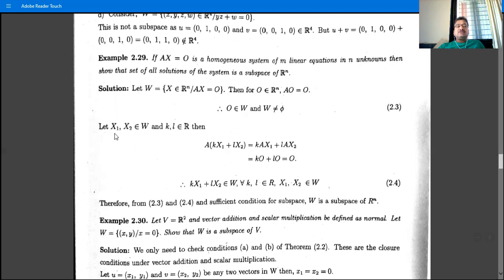And now consider x1 plus x2. A(x1 plus x2) is Ax1 plus Ax2, and that is equal to 0 plus 0, which is equal to 0, and therefore x1 plus x2 belongs to W.